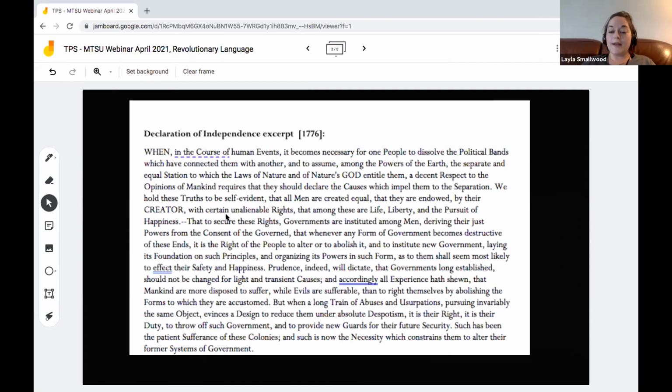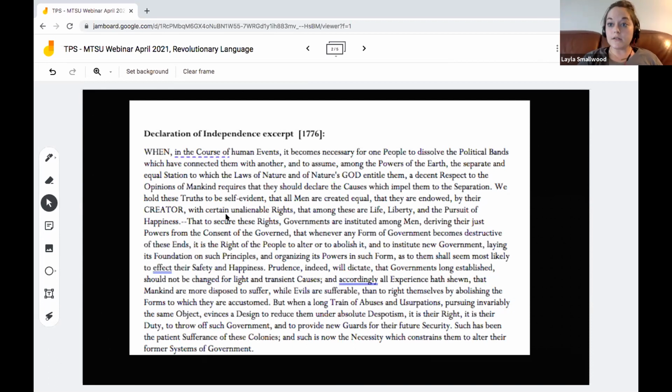Okay, so you would have students do that. Sorry, lost my page. After they pick out those action words, then you would come back and talk about this document. So those action words will help us break down this revolutionary document, this revolutionary language.